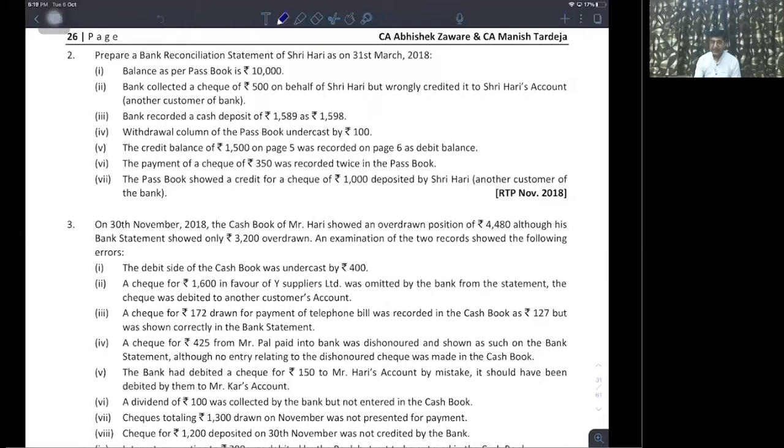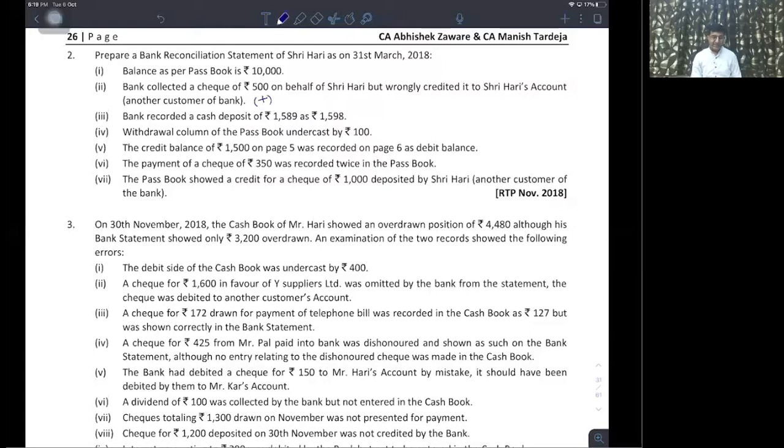आपका चेक कलेक्ट किया उन्होंने पर किसी और कस्टमर को क्रेडिट कर दिया, मतलब तुमको क्रेडिट नहीं मिला. You have increased the balance, but the bank has not increased the balance. Therefore, PB to CB add. Yes or no? Because your starting point now is the passbook and not the cash book.